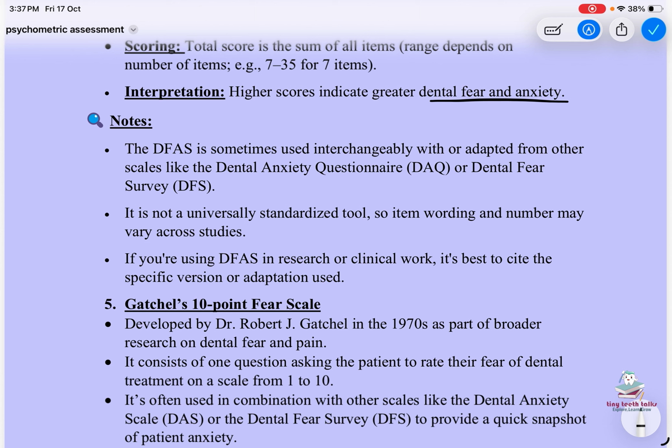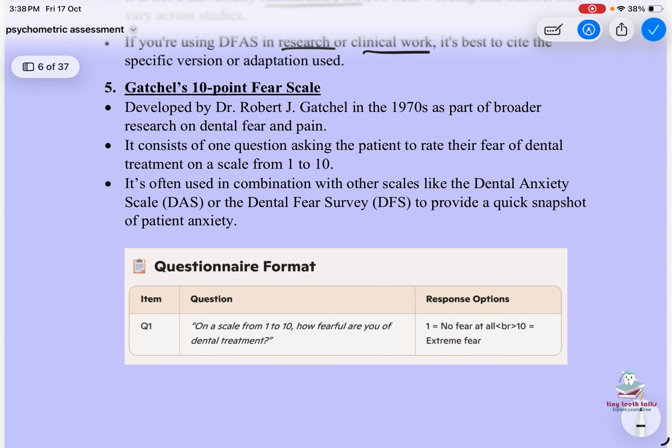It is not a universally standardized tool, so item wording and number may vary across studies. If you are using that in research or clinical work, it is best to cite the specific version or adaptation used. Then the fifth is Gesell's 10-point fear scale, which was developed by Robert J. Gesell in the 1970s as a part of broader research on dental fear and pain.